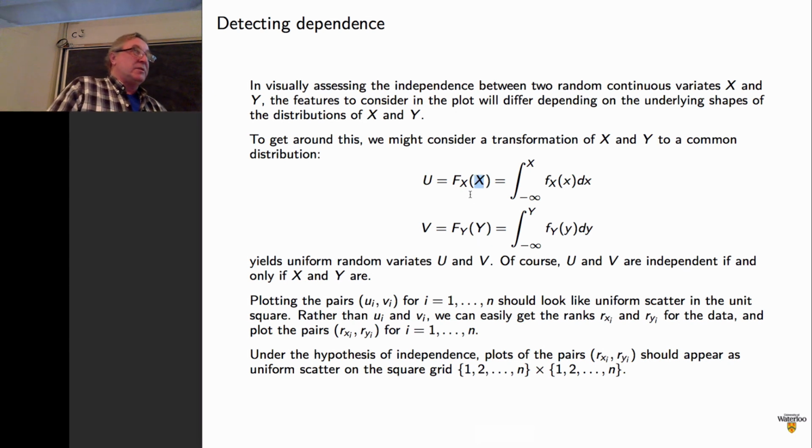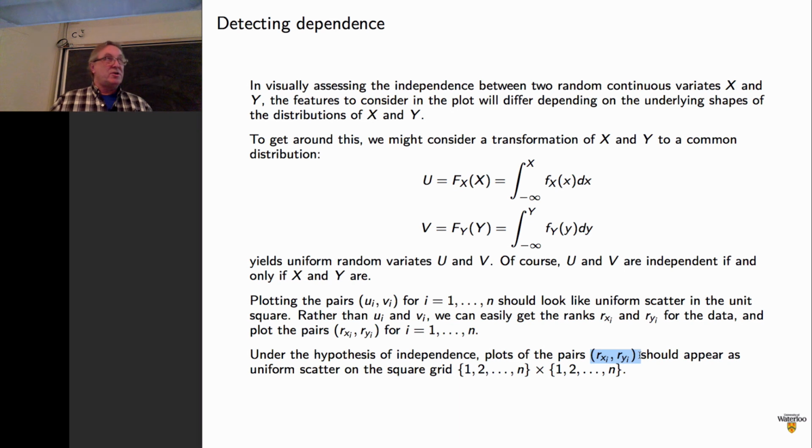That's pretty much the same as the rank, right? What's the rank of this point in the data set? The rank's telling me how many points are less than or equal to that value. So I could just take the ranks of the data and plot these pairs. Now those pairs should be uniform. Marginally they will be uniform.